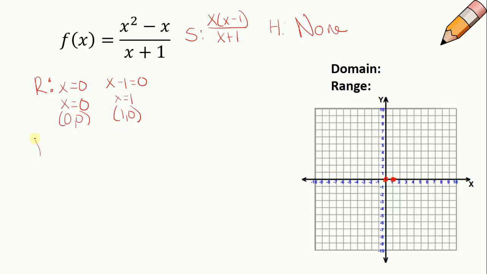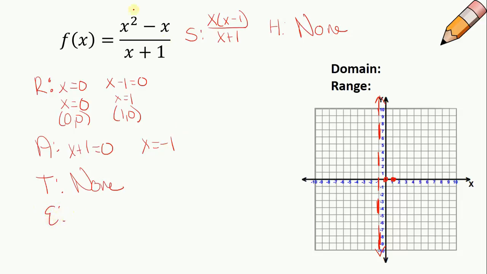Okay. Asymptote, my vertical, denominator equal to 0. So that's -1. Let's go ahead and mark him in. Alright. Tangency? None.